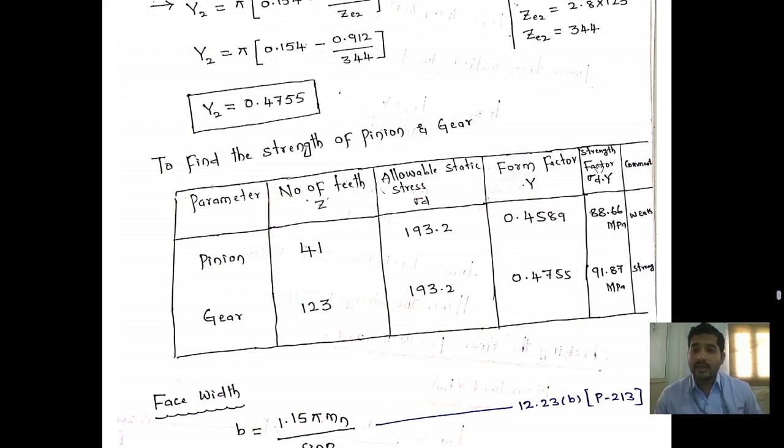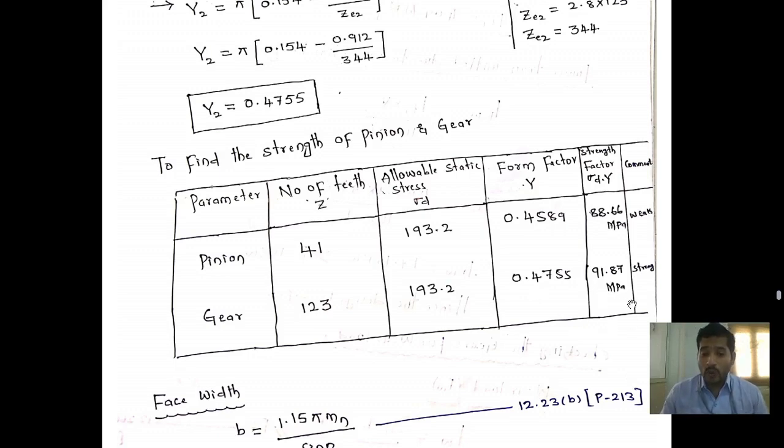And the static strength factor we can say is sigma d into y. Just multiply sigma d into y: 193.2 into 0.4589, then you will get the static strength factor as 88.66 megapascal. If you multiply 193.2 into 0.4755, then you will get 91.87.